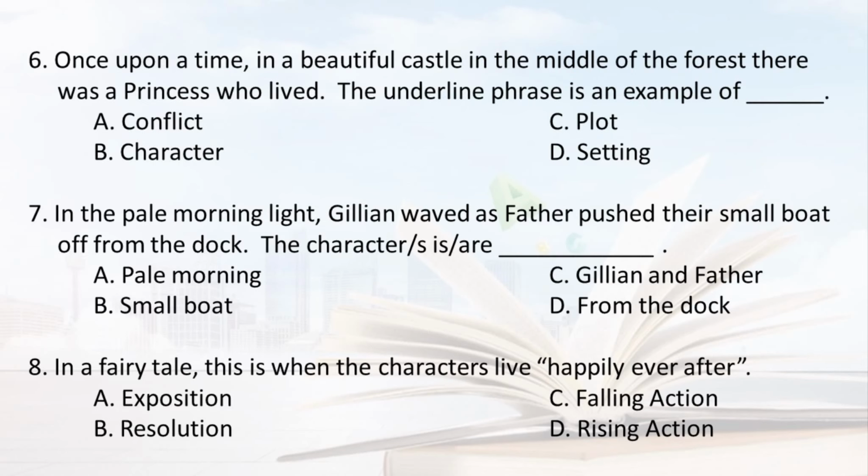6. Once upon a time, in a beautiful castle in the middle of the forest there was a princess who lived. The underlined phrase is an example of blank. A. Conflict. B. Character. C. Plot. D. Setting. 7. In the pale morning light, Jillian waved as father pushed their small boat off from the dock. The characters are blank. A. Pale morning. B. Small boat. C. Jillian and father. D.